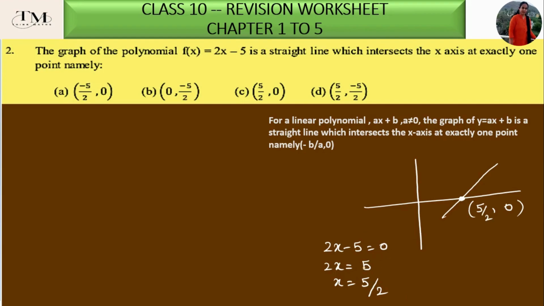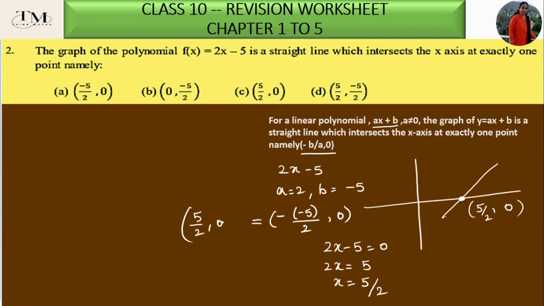Either you can use this equation or minus b by a is equal to 0. The given equation is 2x minus 5. So it is of the form ax plus b. So here a is equal to 2 and b is equal to minus 5. So where is the coordinate? Minus b by a. So minus b by a, a is 2 comma 0. Which means minus into minus, it is plus. 5 by 2 comma 0.